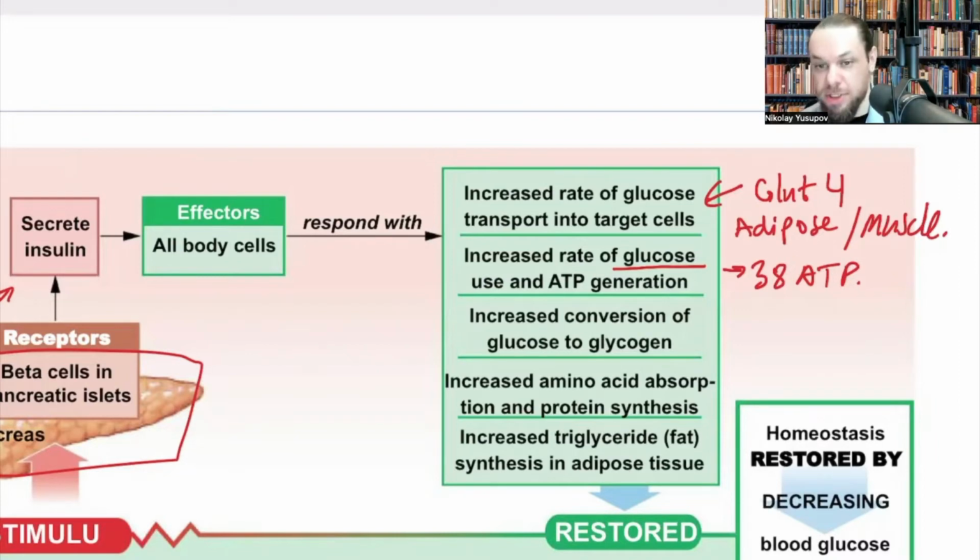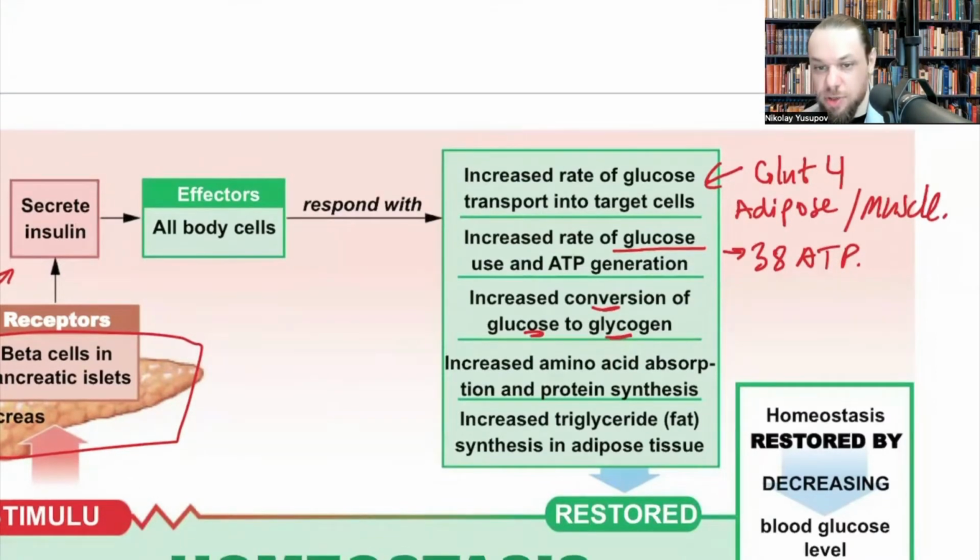Increased insulin, in the high states of carbohydrate intake, is also going to convert this glucose into glycogen. So it's going to basically store this. Anyone know what the predominant tissues are that have glycogen stores in our body?